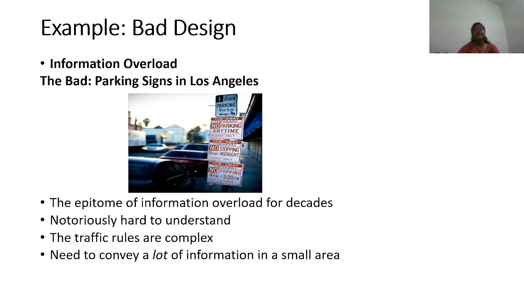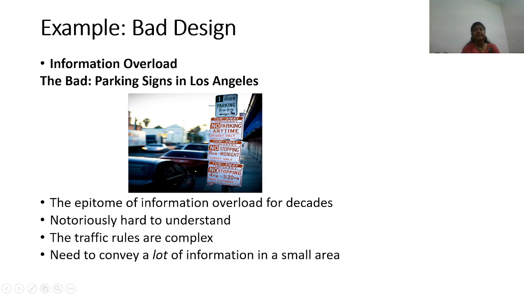Now we will see some real-time instances of bad design as well as good design, considering particular parameters. First of all, we'll start with the instance of bad design, and this instance is focusing on information overload. The instance here is parking signs in Los Angeles. As you can see in this pictorial representation, the parking sign is the epitome of information overload, and it has existed for decades.